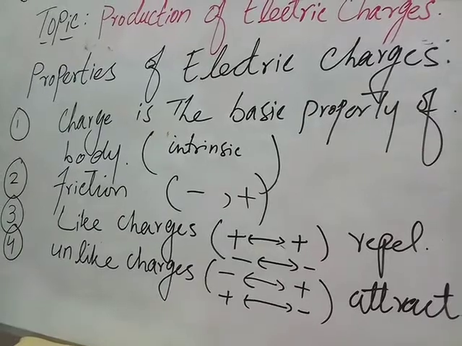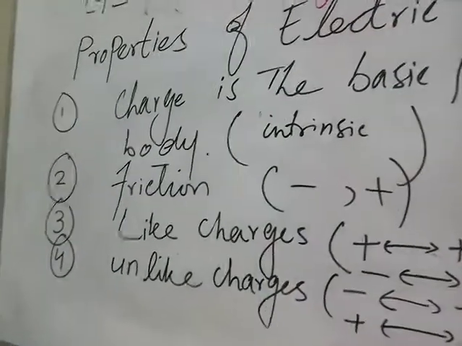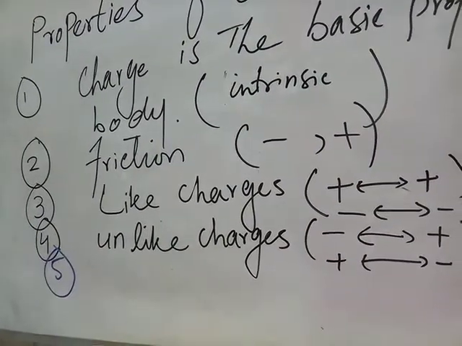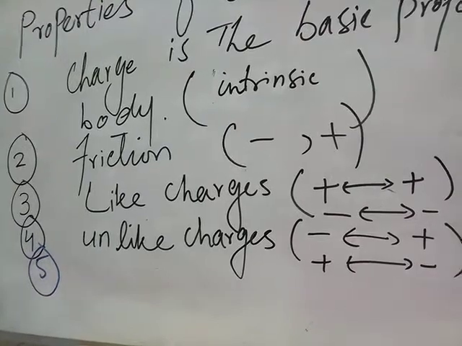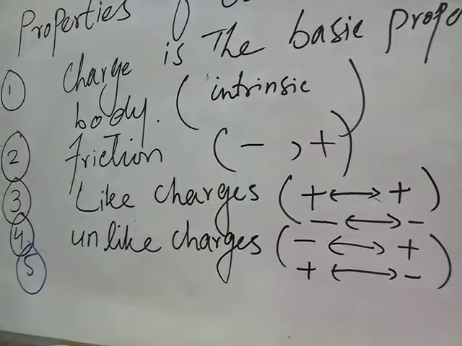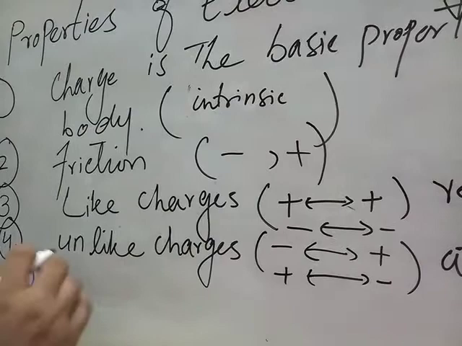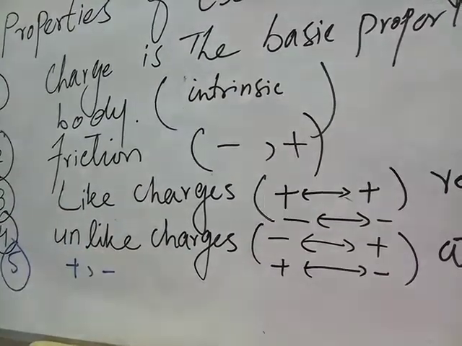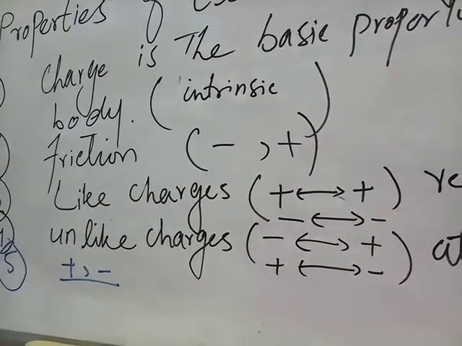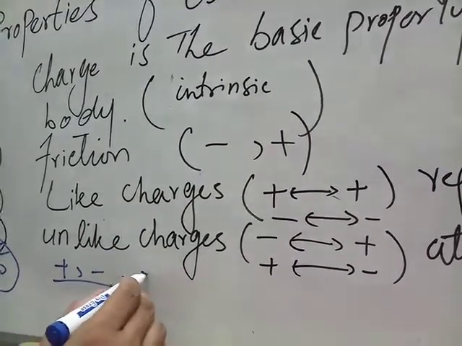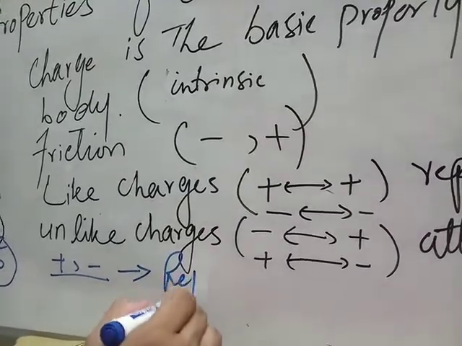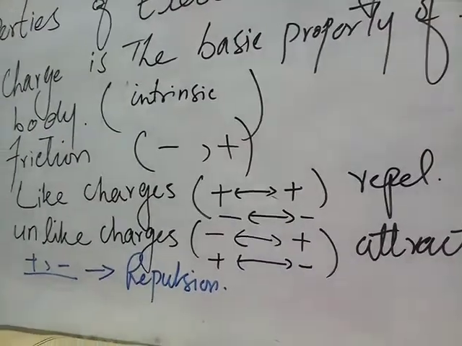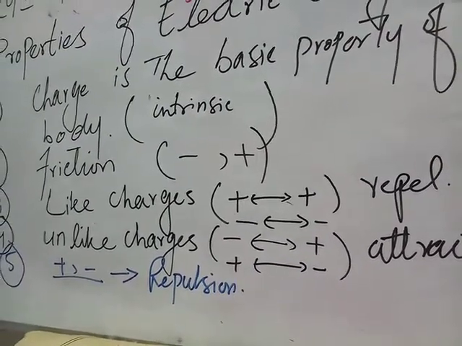Here is the last property we discuss. This is a very important property. In this property, we test the bodies, how they will be charged. It means one body is positively charged and one body is negatively charged. How will we find the charges? So for these charges, repulsion is a sure test. Attraction is not a sure test.